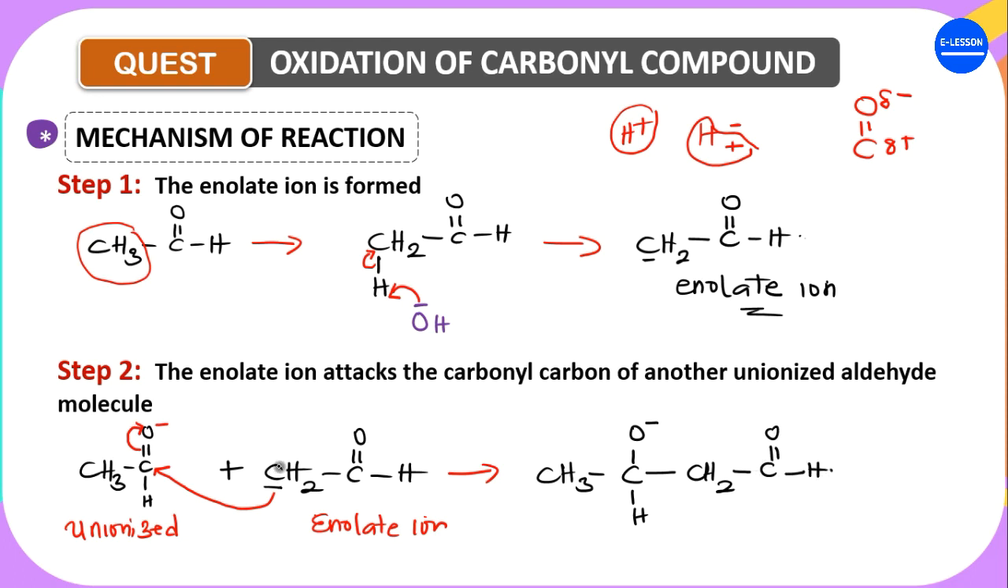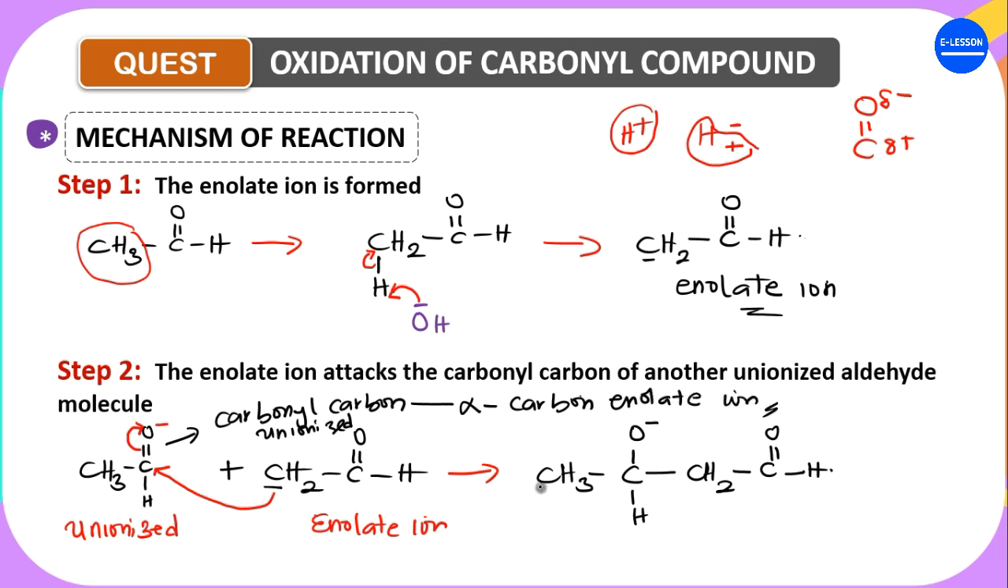So we can now say that a bond is formed between the carbonyl carbon. This is the carbonyl. When you say carbonyl, it means the carbon that is carrying the what? The C double bond O. So where is the bond formed? We can say the bond is formed between the carbonyl carbon of the unionized. Are you getting it now? Of the what? Unionized. It's formed between the carbonyl carbon of the unionized and the alpha carbon of the what? Enolate ion.